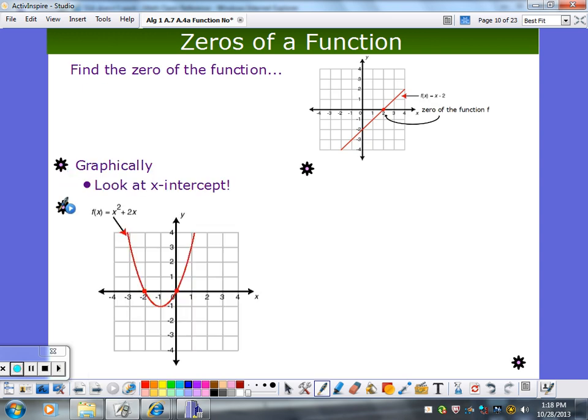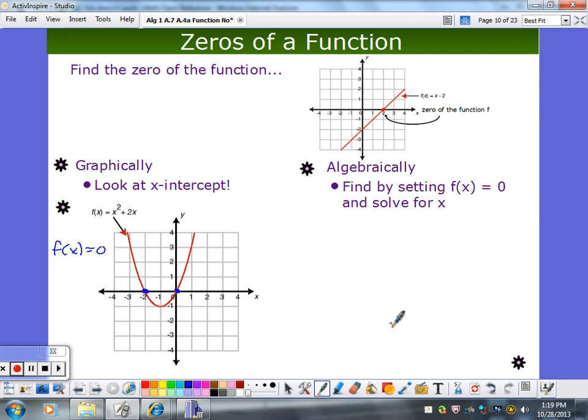What are the x-intercepts of this graph? Negative 2 and 0 are the zeros of this function. They are where f of x equals 0. That's all that a zero of a function is. Where does the function equal 0? So we can algebraically find it as well.